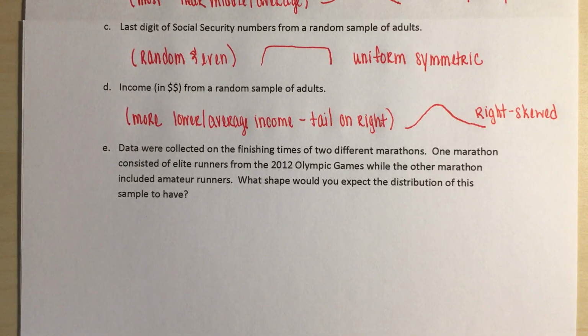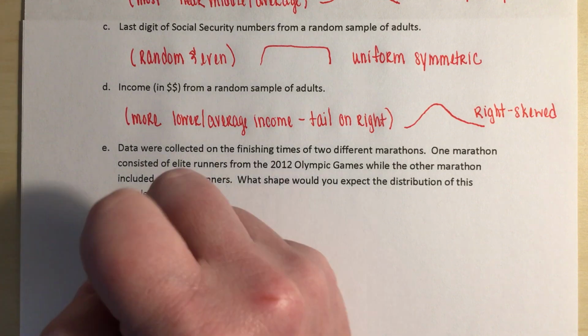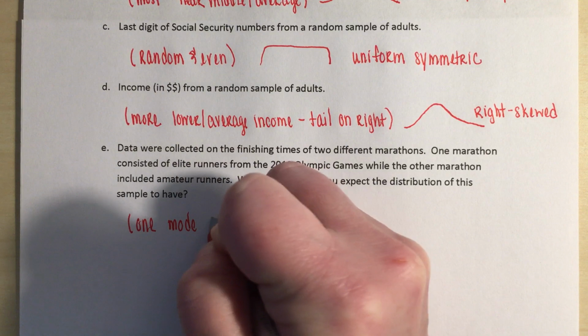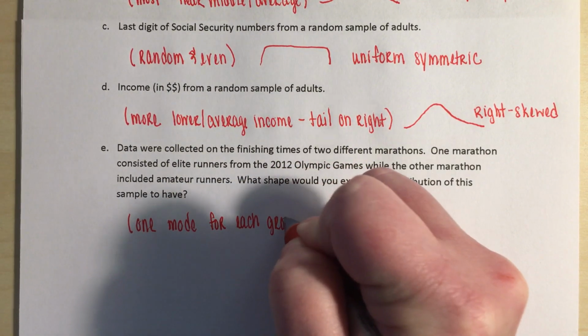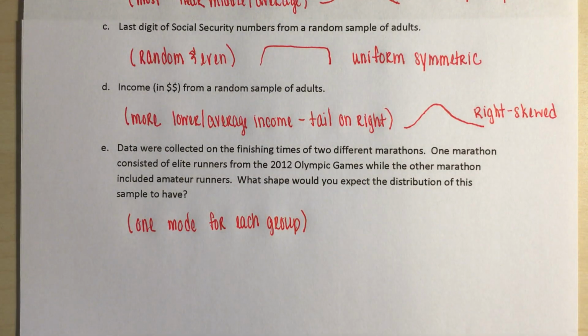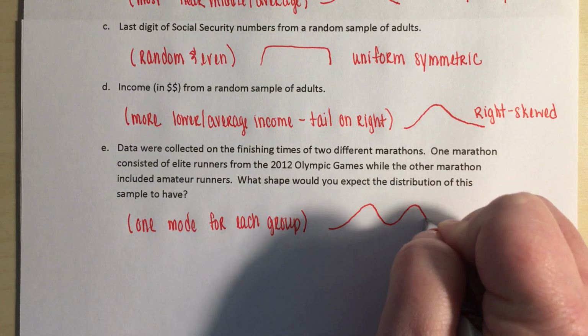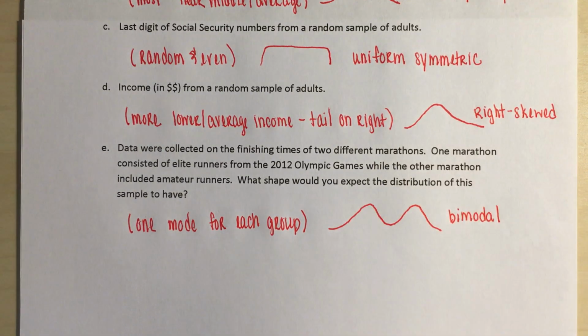Right, and the last but not least, data were collected on the finishing times of two different marathons. One marathon consisted of elite runners from the 2012 Olympic Games, while the other marathon included amateur runners. What shape would we expect the distribution of this sample to have? We would expect this sample to have one mode for each group. Right, the marathon runners we would expect to be a lot faster than the amateur runners. So we would end up with something that looks like a bimodal distribution.